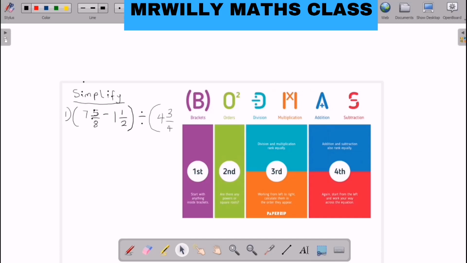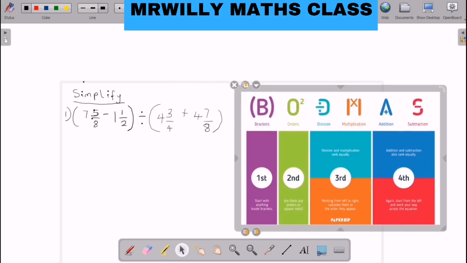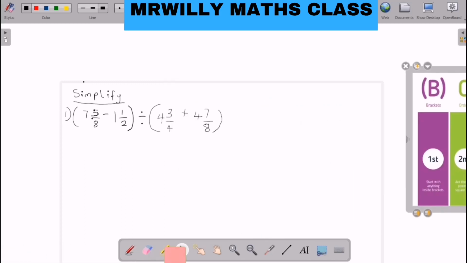Now, according to the Bodmas rule, the B should be solved first. That is, those questions inside the bracket. After the bracket, we move to the order. The order can be referred to as either the power or square root or exponential. So after the order, you go to division and multiplication. You need to understand that division and multiplication are ranked equally, and also addition and subtraction rank equally. So according to Bodmas, you solve from left to right.